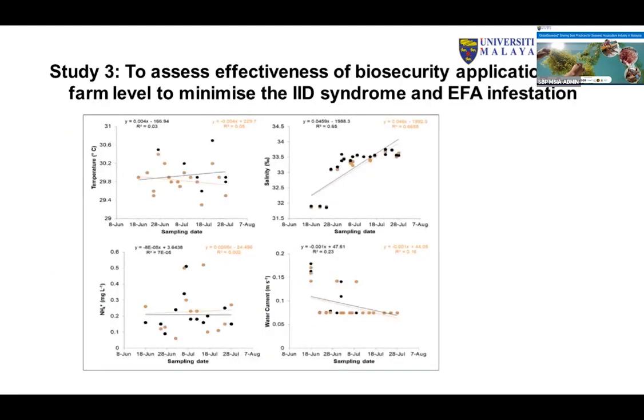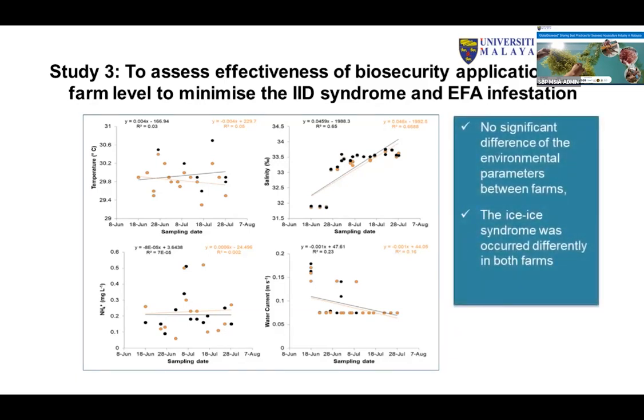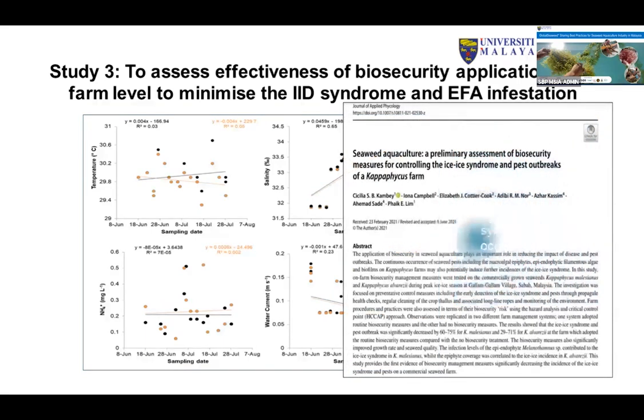We also measured the water temperature, salinity, inorganic nutrients, ammonium, and water current between farms. The results show no significant difference between both farms, but the ice-ice syndrome occurred differently. It means the cleaning treatment in the biosecurity farm had a significant effect in minimizing the ice-ice syndrome. The result of this study was also published in the Journal of Applied Phycology in 2021.